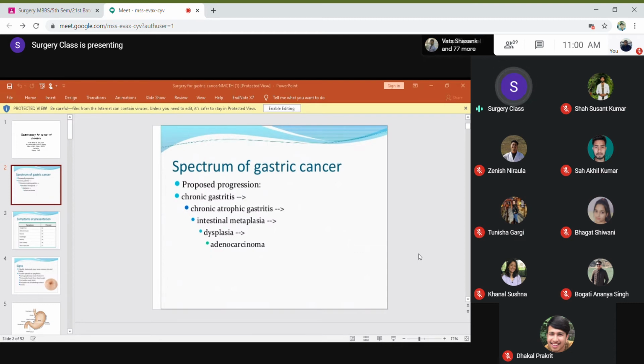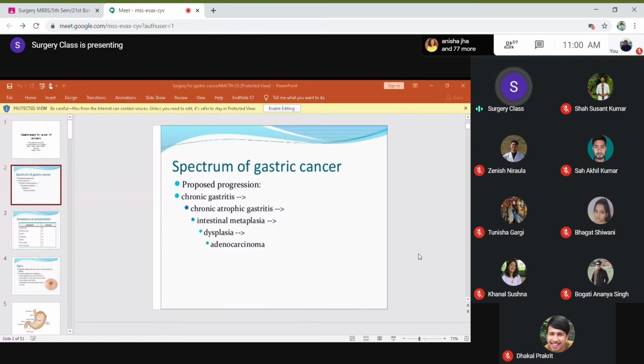And the aim of surgery is to get an R0 resection. So R0 resection means, see, if you see the stomach being folded up, behind is the pancreas. So sometimes if it is in the greater curvature, it may infiltrate the pancreatic capsule. So you have to remove the pancreatic capsule to get an R0 resection.